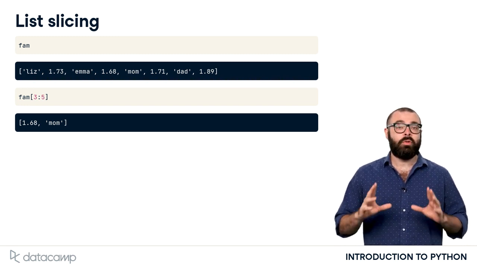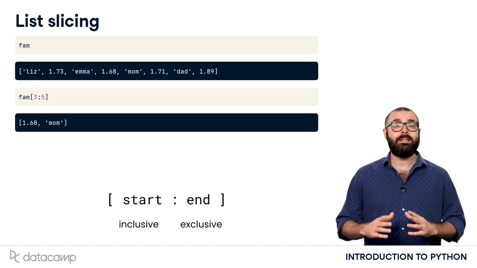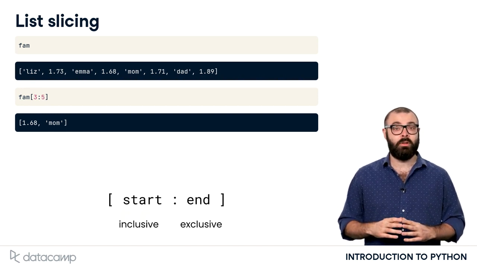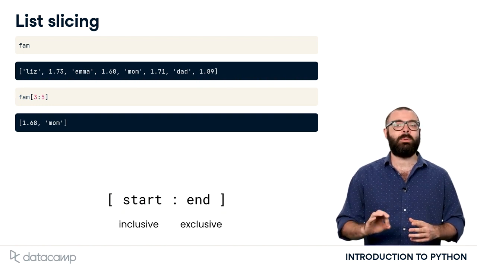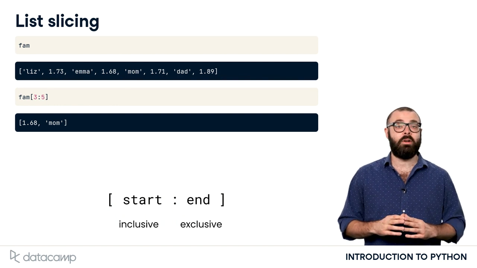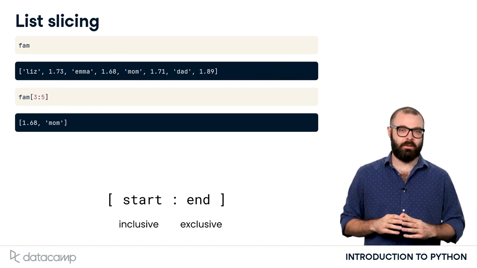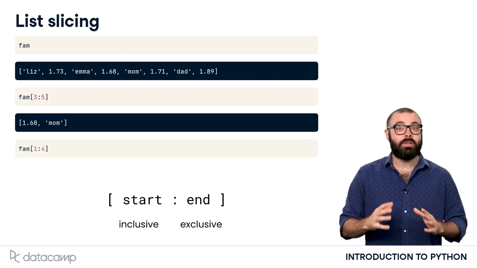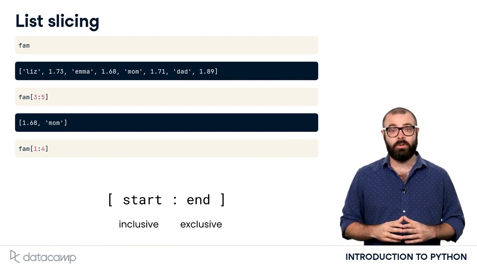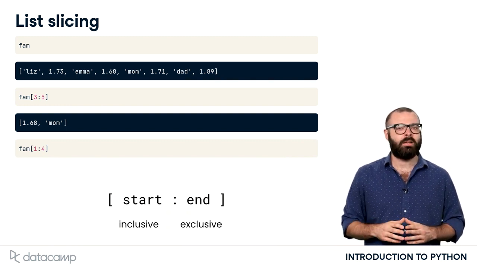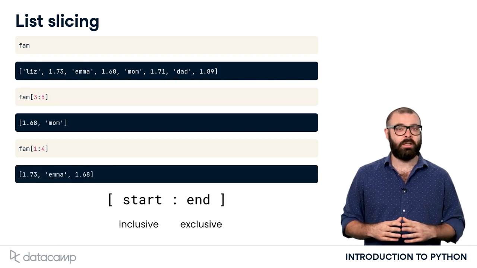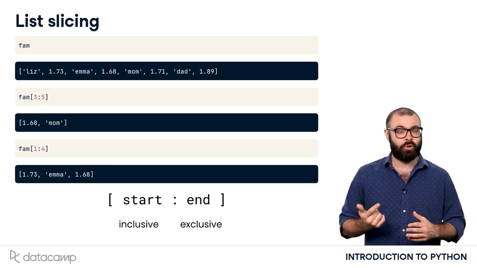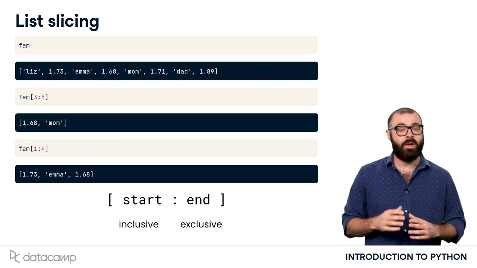In general, this is the syntax. The index you specify before the colon, so where the slice starts, is included, while the index you specify after the colon, where the slice ends, is not. Remember this. With this in mind, can you tell me what this call will return? You probably guessed correctly that this call gives you a list with 3 elements, corresponding to the elements with index 1, 2, and 3 of the fam list.